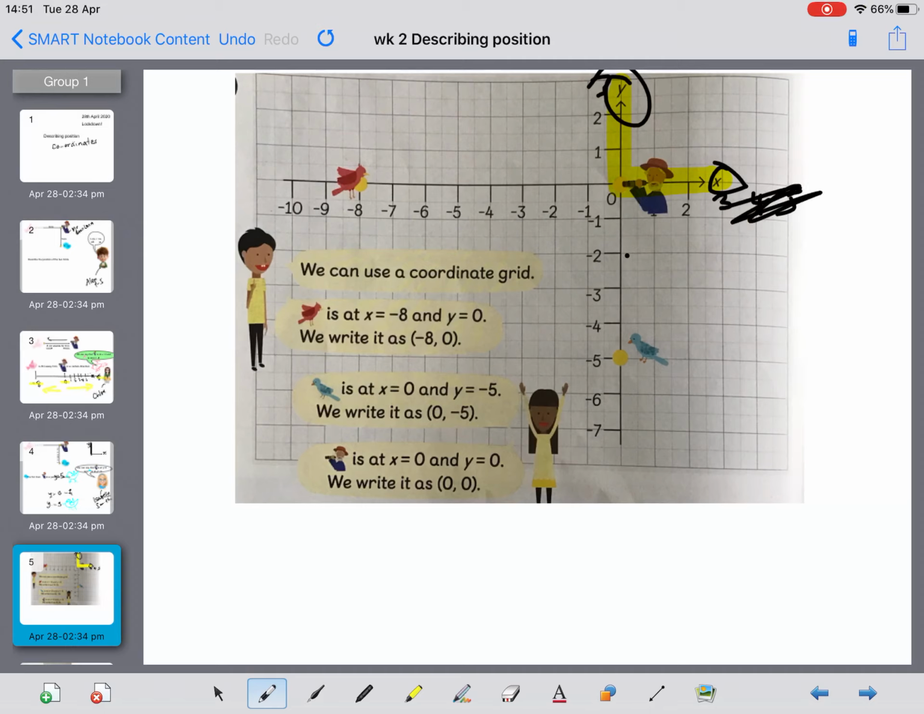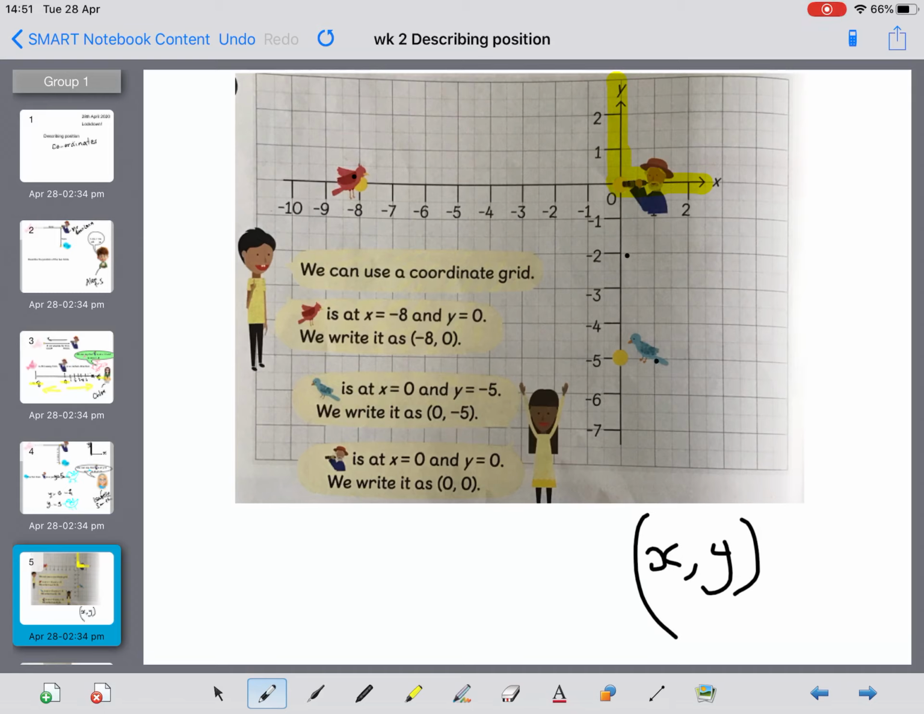Okay? Now, whenever we're writing coordinates, can you remember which one comes first? Have a think. Does the x or the y come first? Okay, well the x comes first, and then the y, because that's the way they are in the alphabet, isn't it? W, x, y, z. So x comes first, and then the y. So we can use a coordinate grid, and here's Mr. Beanland, here's the pink bird, he looks a bit red there, and there's the blue bird.